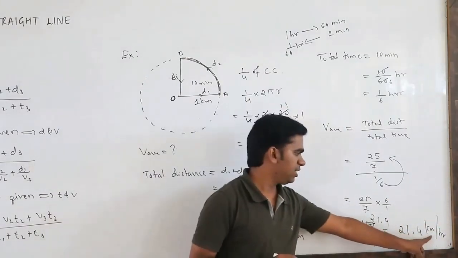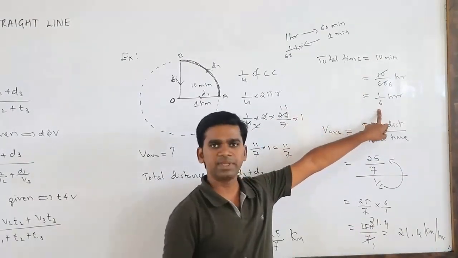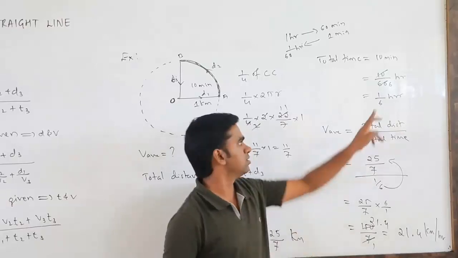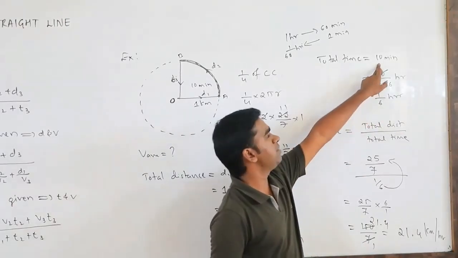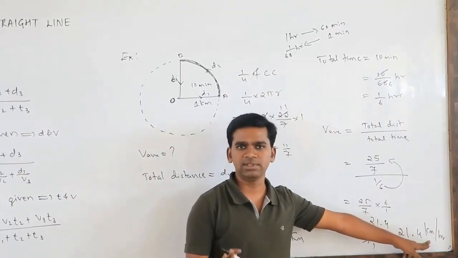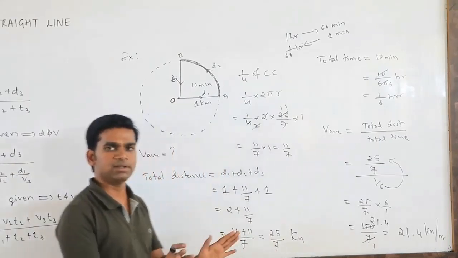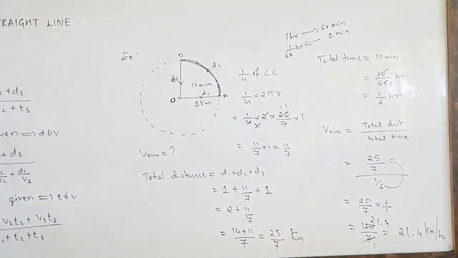I am writing the unit kilometer per hour because I have converted time into hours. Suppose you forgot to convert, and you take time in minutes only, what will be your unit? Kilometer per minute. That was simple. You can use anything, but if you want to present it better, you can convert or use the standard unit.